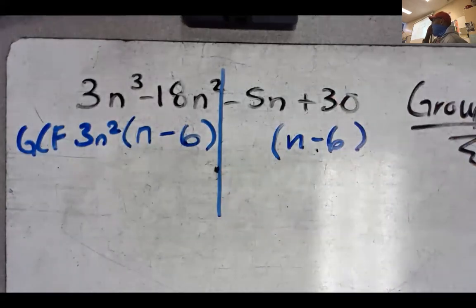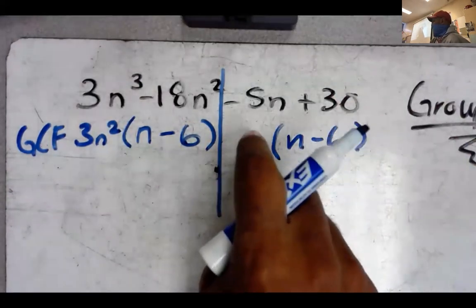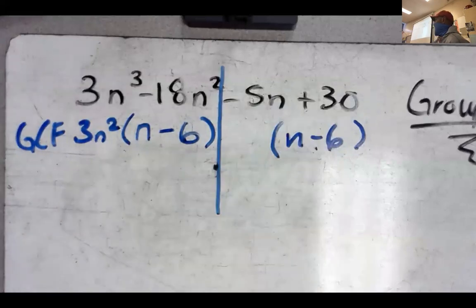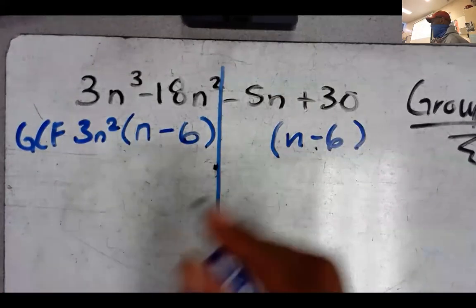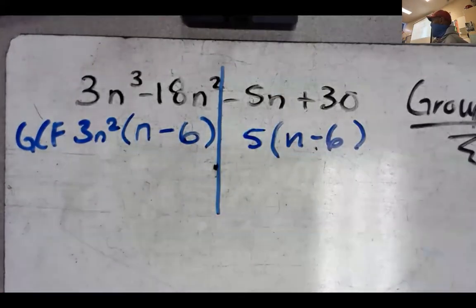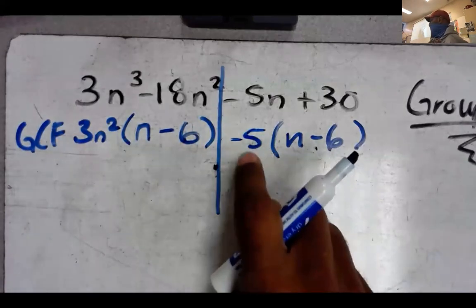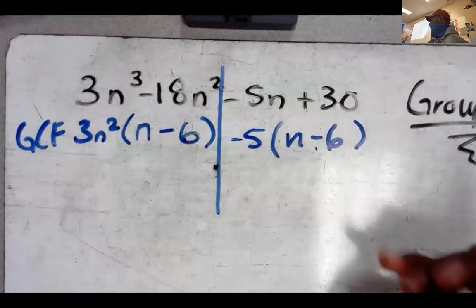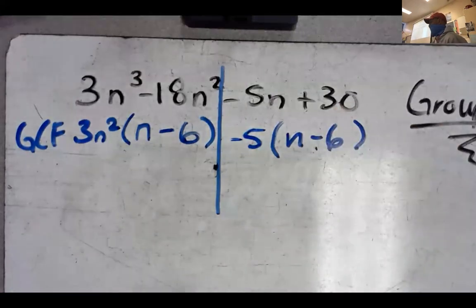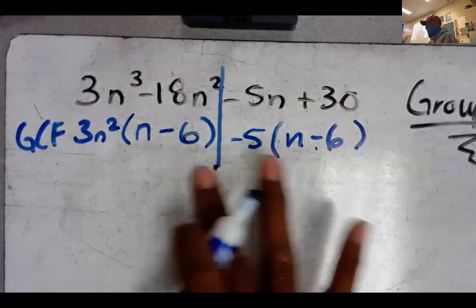Now I say to myself, what would you have to multiply here to get negative 5n? Like what times n equals negative 5n? Negative 5. Okay, now check the second term. Does negative 5 times negative 6 equal positive 30? Yeah, okay. And that should work. All right, so now here's how you set up your factors.